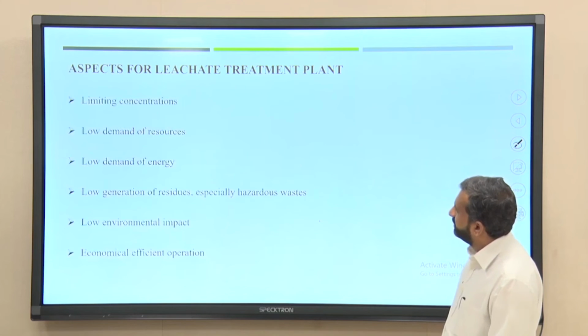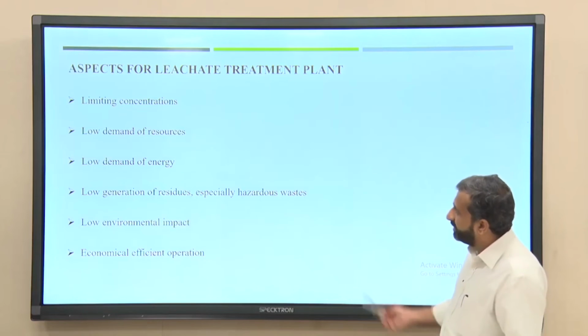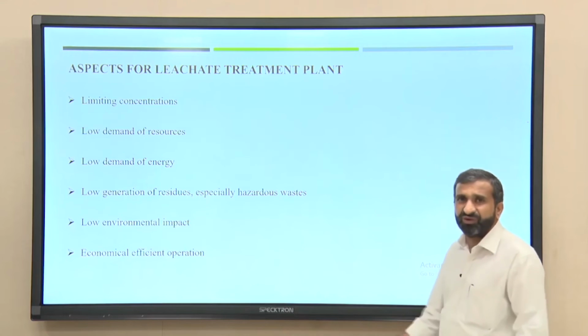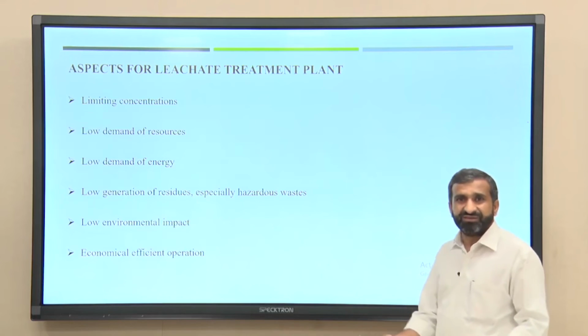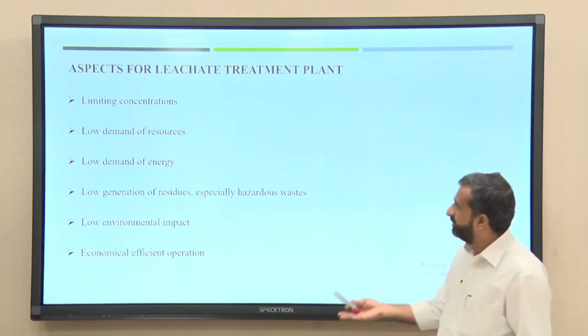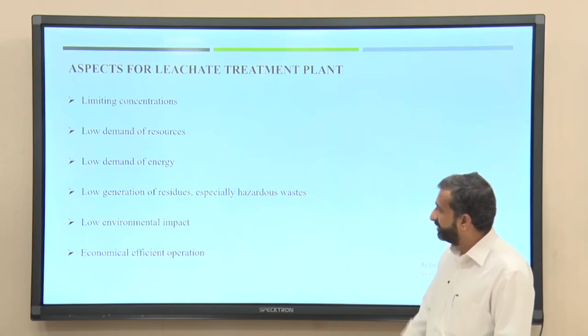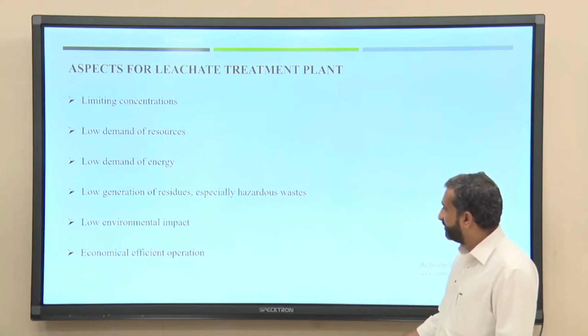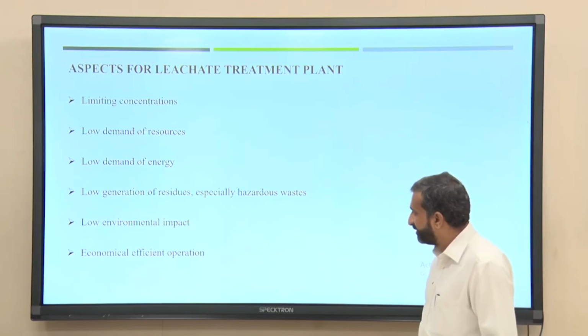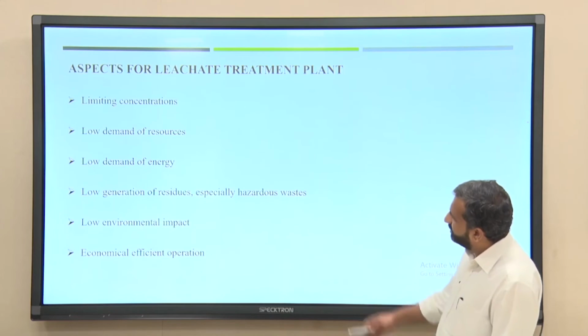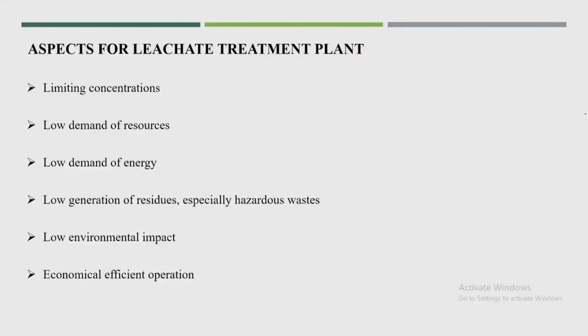So, what are the aspects for leachate treatment plants? And finally, what has to be looked upon is the limiting concentration. Whatever the concentration of pollutants, it should be as low as possible, with low demand of resource, low demand of energy, low generation of residue, low environmental impact and economically efficient operation. I think this is what the criteria for the treatment process has to be. Okay.